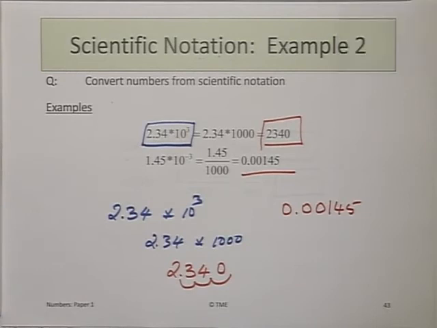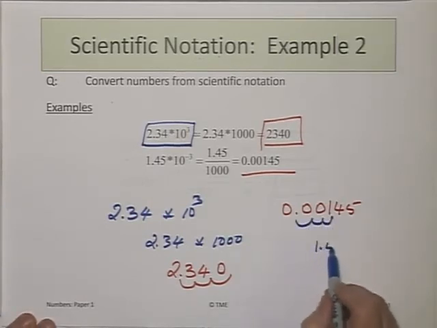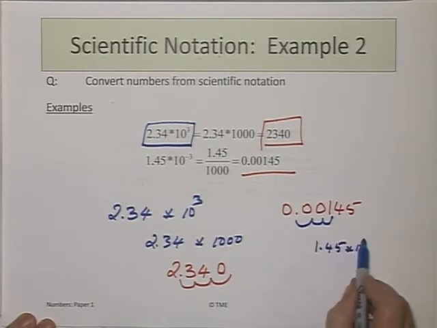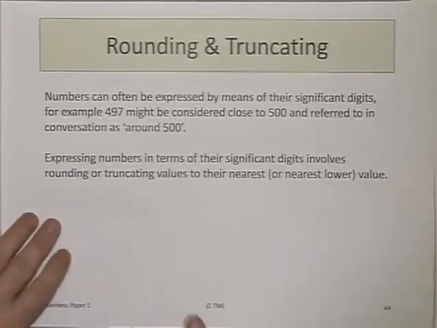We can check that by doing it the other way. We can say 1, 2, 3 gets us to 1.45 by 10 to the minus 3. So it is right. That must be the right way of doing it, with all the noughts. And that's scientific notation.